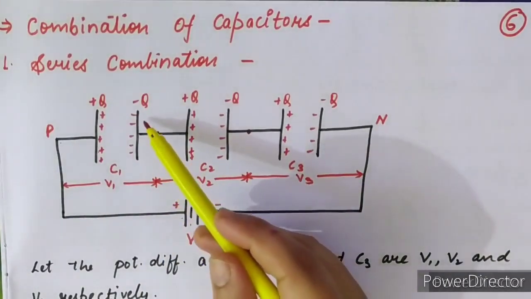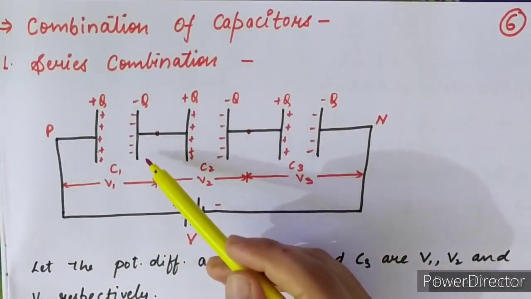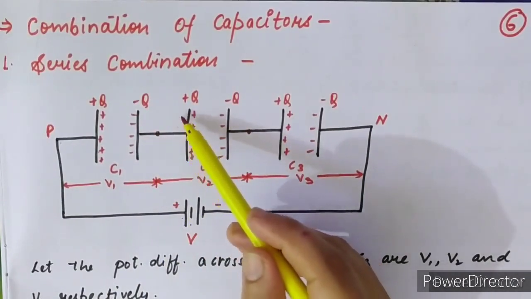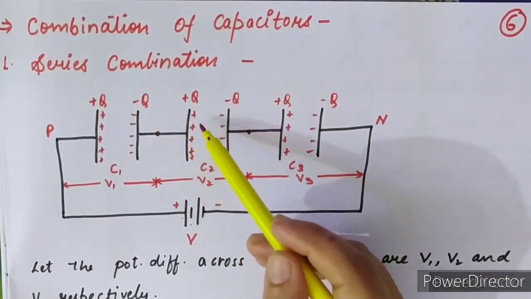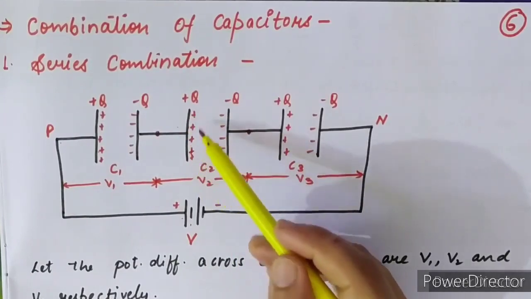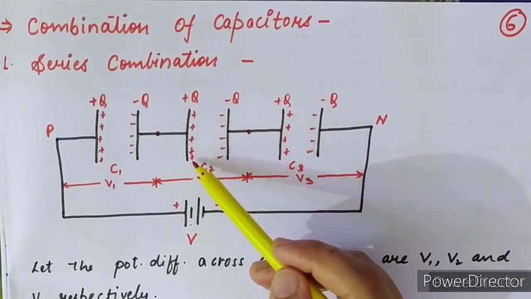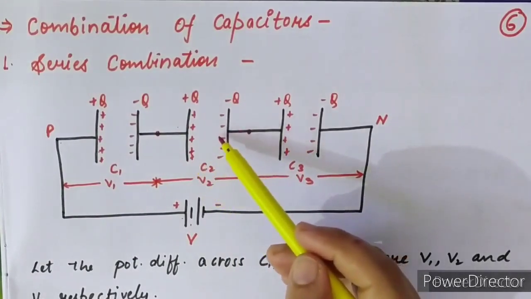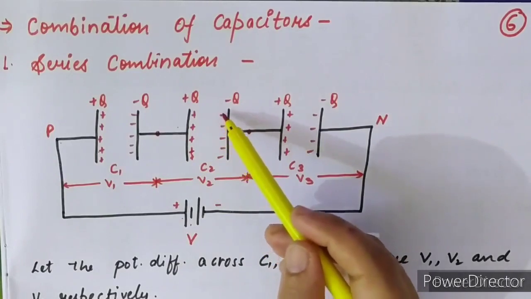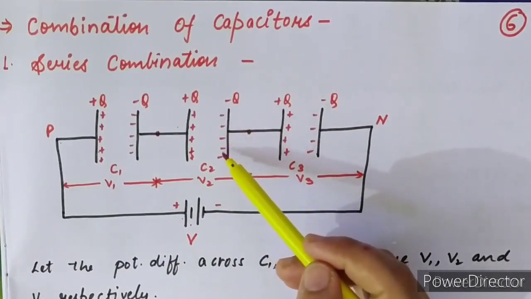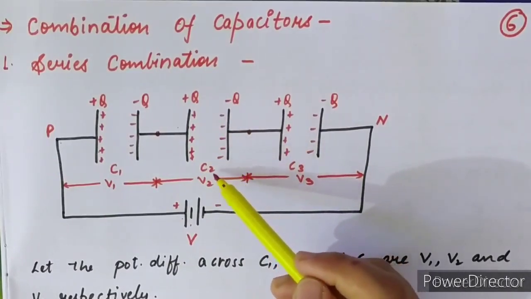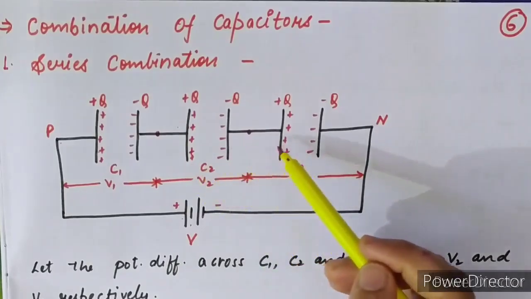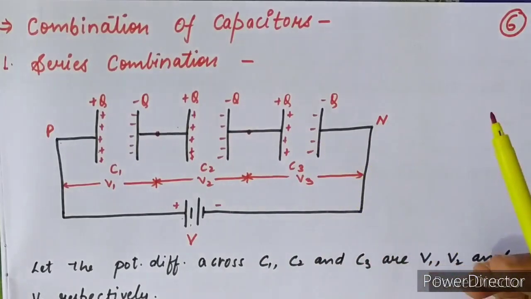Similarly, as the plus Q charge is there, in this capacitor C2, on the outer side minus Q charge and on the inner side plus Q charge is present. And due to this plus Q charge, again due to electrostatic induction, minus Q charge develops on the inner face of the second plate of capacitor C2. Okay, and like that the same process proceeds ahead.